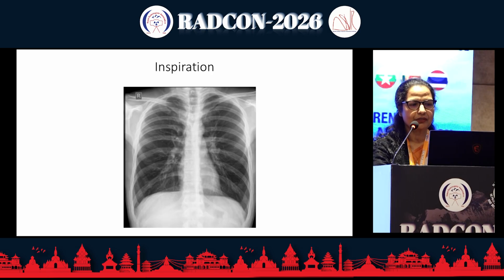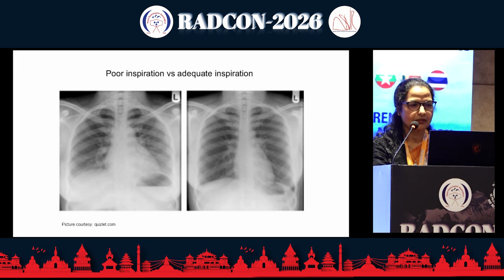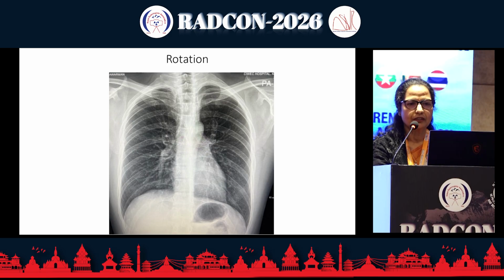And the radiograph should be taken in adequate inspiration. Otherwise, we may not be able to see all the lung fields. Look at this radiograph, which was poorly taken, with poor inspiration. It looks like there are soft tissue densities here. But when it is taken again on adequate inspiration, we can see all the normal lung fields. As far as possible, there should be no rotation on the chest radiographs.